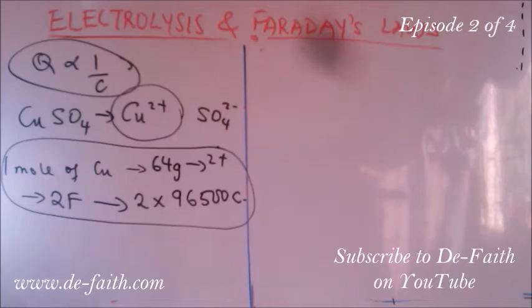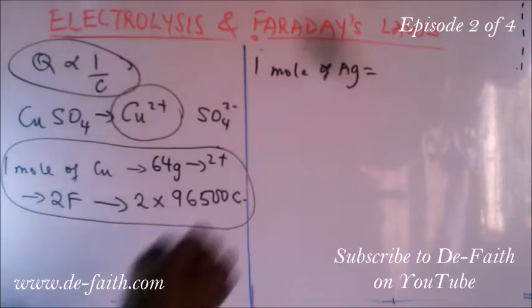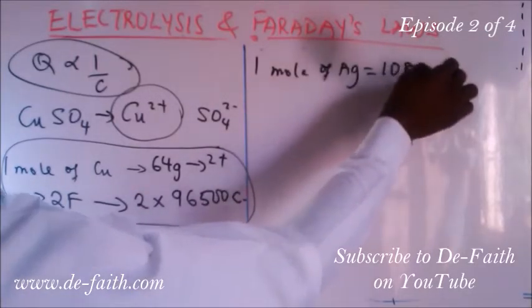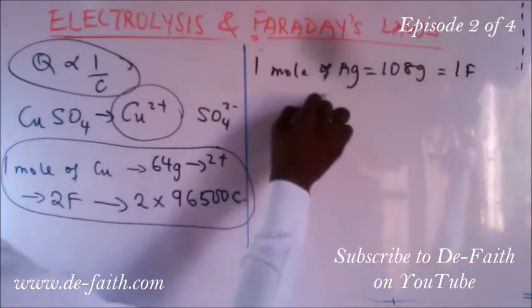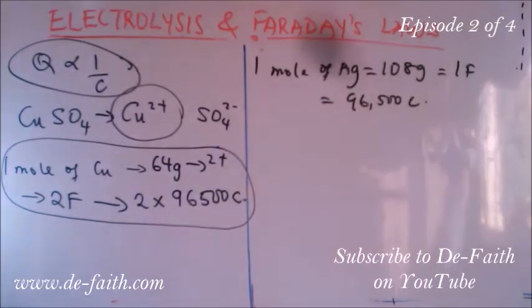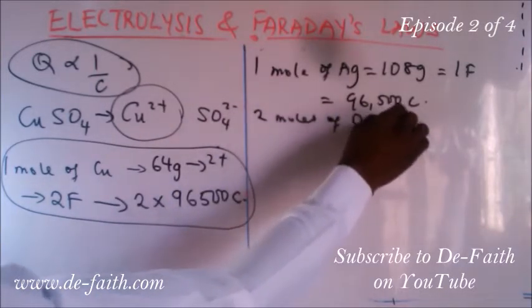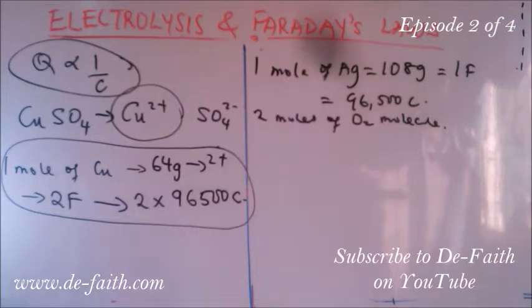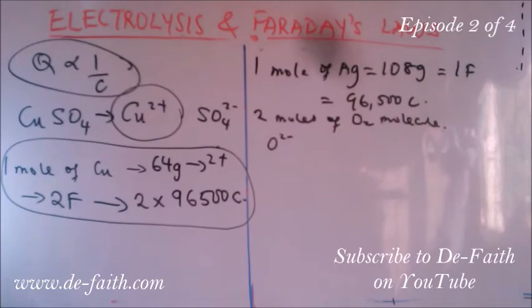Others, for instance, if you have 1 mole of silver, it is equal to 108 grams of silver, and 108 grams of silver is equal to 1 Faraday, and 1 Faraday is equal to 96,500 coulomb. Another one is if you have 2 moles of oxygen molecule. First, we should note that oxygen is 2 minus. That's an atom of oxygen is 2 minus. So this oxygen atom like this.